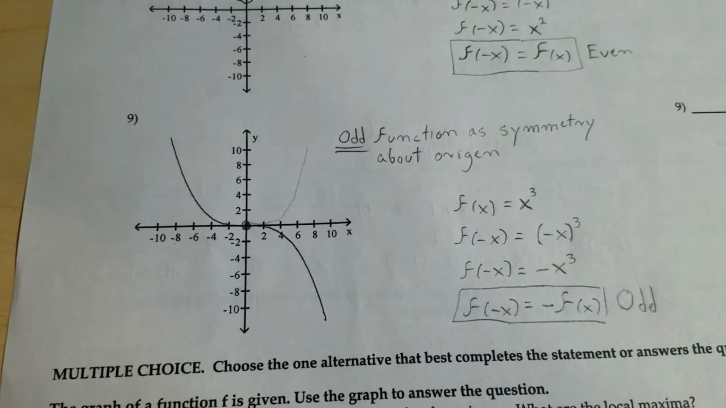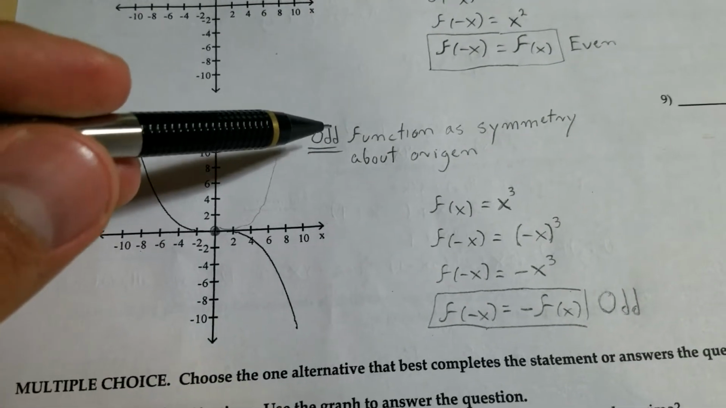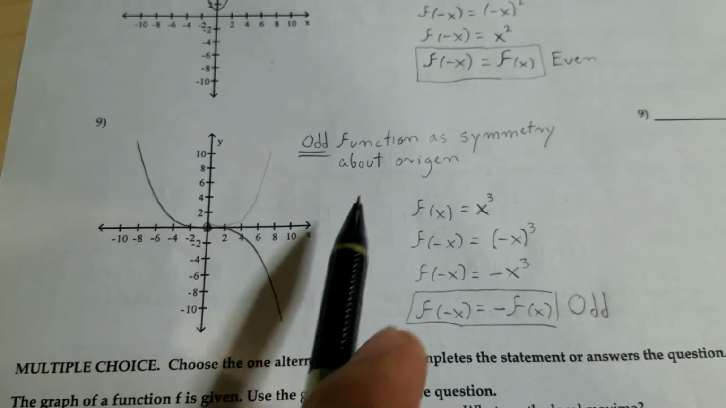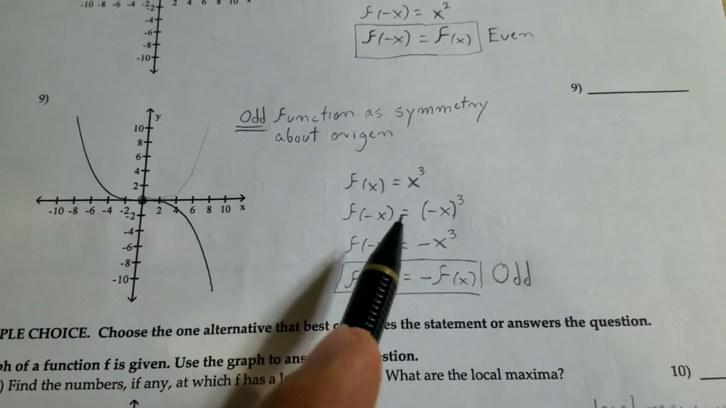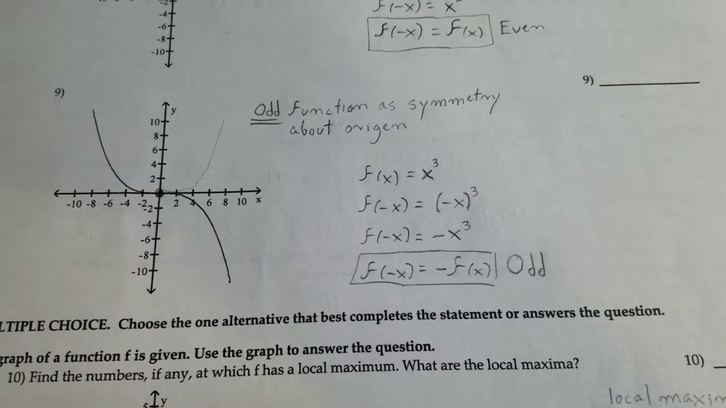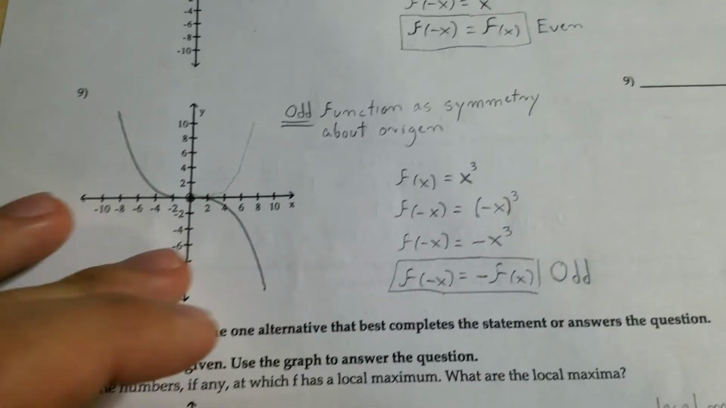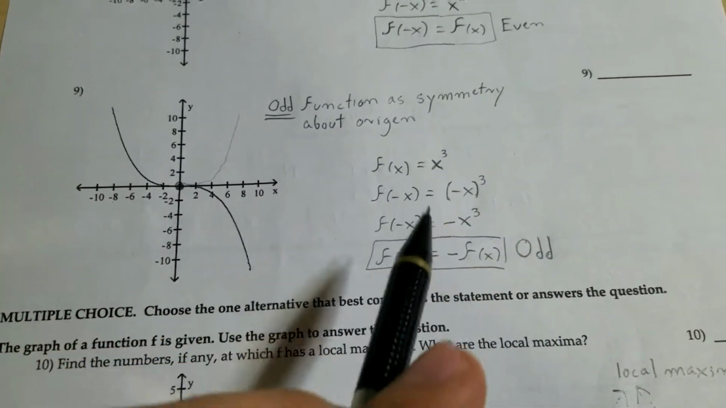If there is no symmetry about the y-axis, that means it's going to be odd because it only has symmetry about the origin. Also, if you want to prove it mathematically, this is the way you do it. But again, I don't think you have to do it at this point. Save that for later.